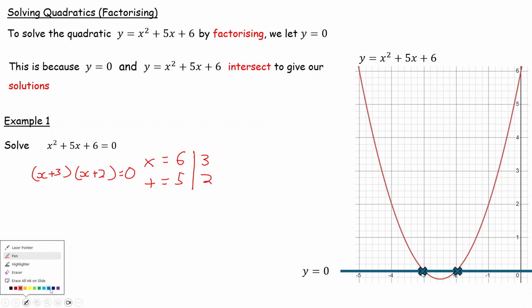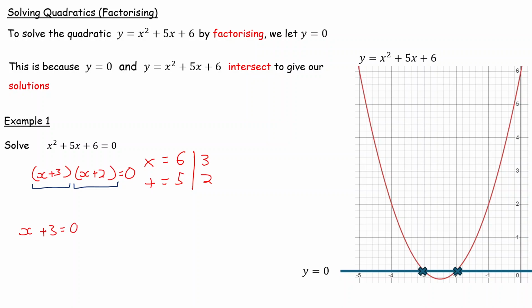Right, to solve this now, I've basically got two equations. I've got x plus 3 being equal to 0, and I've got x plus 2 being equal to 0. So let's write these out here. The first one, I've got x plus 3 being equal to 0, or I've got x plus 2 being equal to 0. So now these are just one-step equations that we can solve.